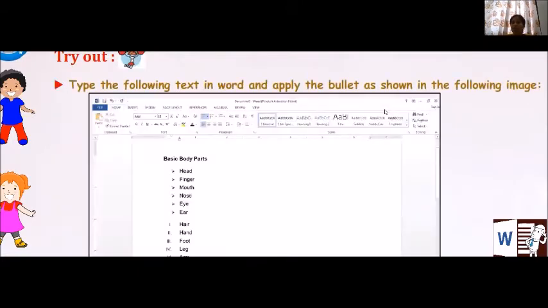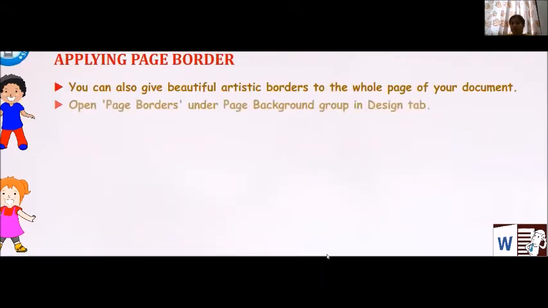This is for you to try out. Type a text in the Word document. Apply bullets as shown in the following image. You are supposed to apply bullets. So body parts, write it. One way you have to put it as arrow marks. Second way you are supposed to put it as Roman numbers. Please try out on your computer systems.